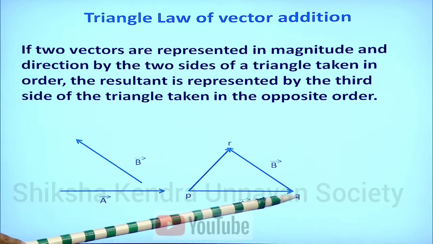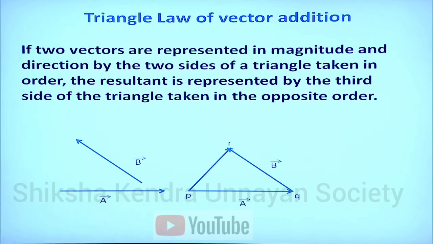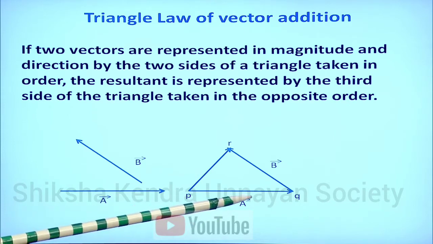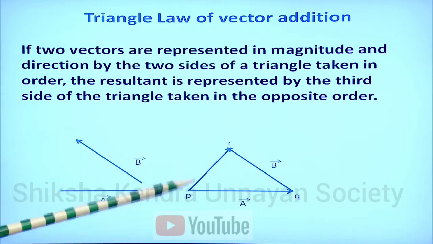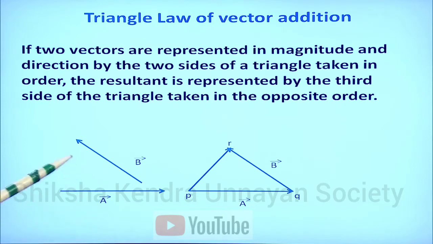The direction you can see they are in the same order. So, according to this law, the third side of the triangle, that is PR, will represent the resultant of the two vectors A and B, and that is also taken in opposite order, because PQ and QR are in anti-clockwise direction, but PR is in clockwise direction.